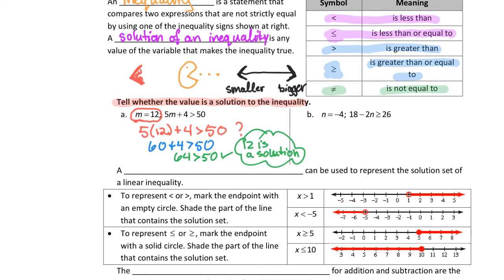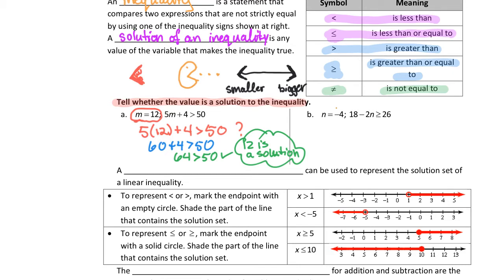One quick note that's important is that in inequalities, we have many solutions. There are a lot of different numbers that could be a solution, not just one like in an equation.